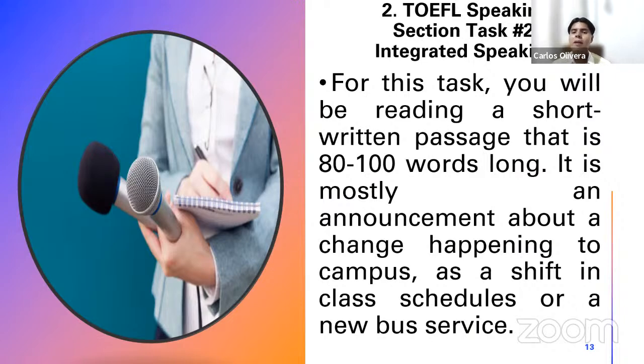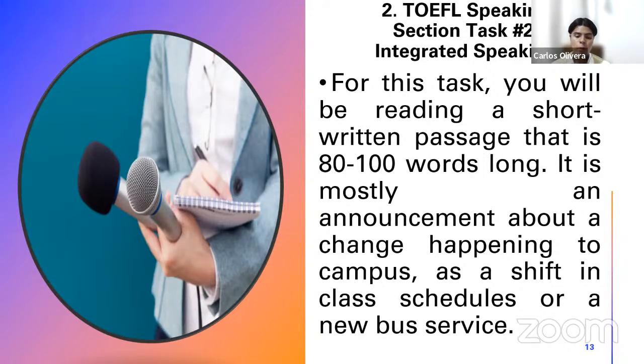So as you can see, here we are, the task number 2 of the speaking section. And this is called, as I told you, integrated speaking task, okay? The second, the third, and the fourth are all called integrated speaking tasks, all right? So let us discuss the second one. For this task, dear students, you will be reading a short written passage that is 80 to 100 words long, all right? This is the first thing that is going to happen.